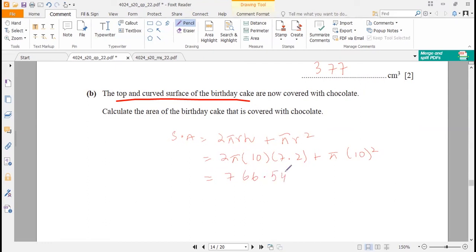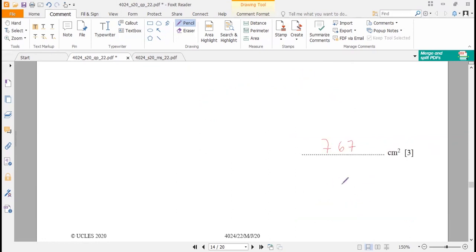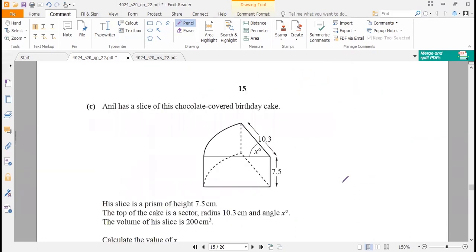766.54. Again, we will give the answer in three significant figures, it will be 767. Okay, now come to part C.